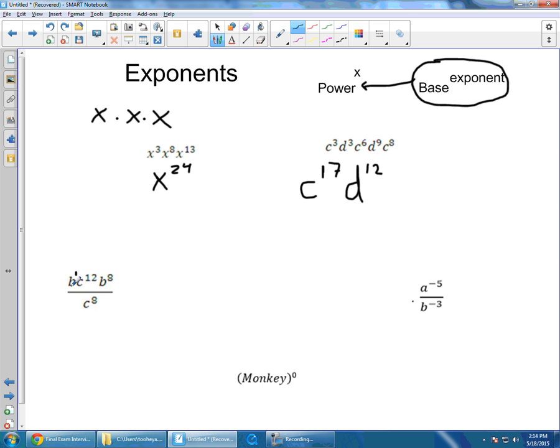And since these up top are still multiplying, since they're right next to each other, I would have to add b to the first, b to the 8th, against b to the 9th. So this really says b to the 9th, c to the 12th, over c to the 8th power. Now, since I'm dividing powers with like bases, I'm going to subtract their exponents. I'm going to do 12 minus 8, and that gets me 4. So my final answer to this problem is b to the 9th, c to the 4th power.